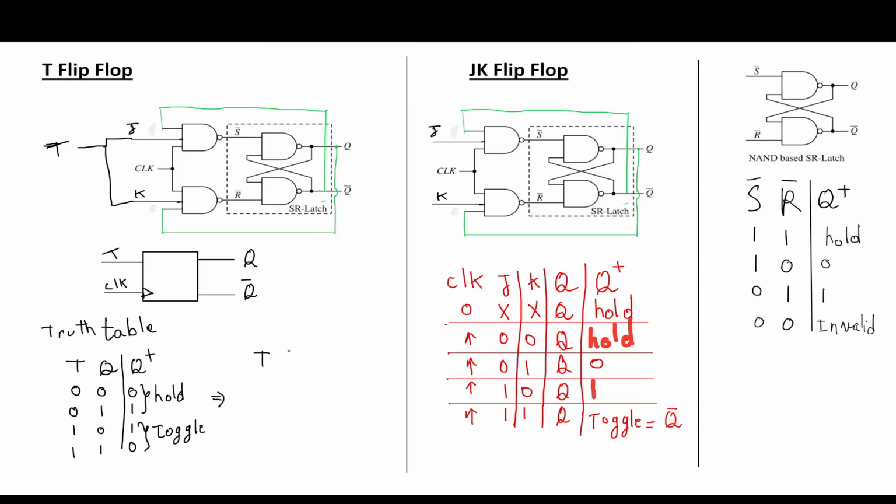So we can simply rewrite the truth table as follows. We have T, Q, and Q plus. And for T, it could be 0, it could be 1. When T is 0, we hold the previous state, so Q plus will be the same as Q. And when toggle is enabled, T is 1, so the next state will be the complement of Q, Q bar.